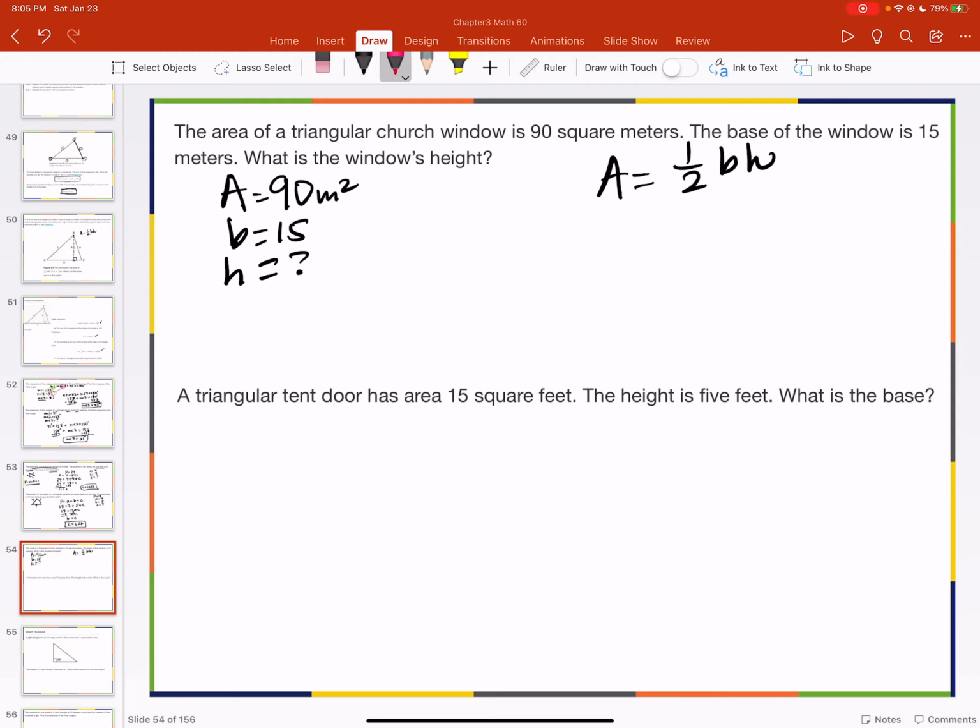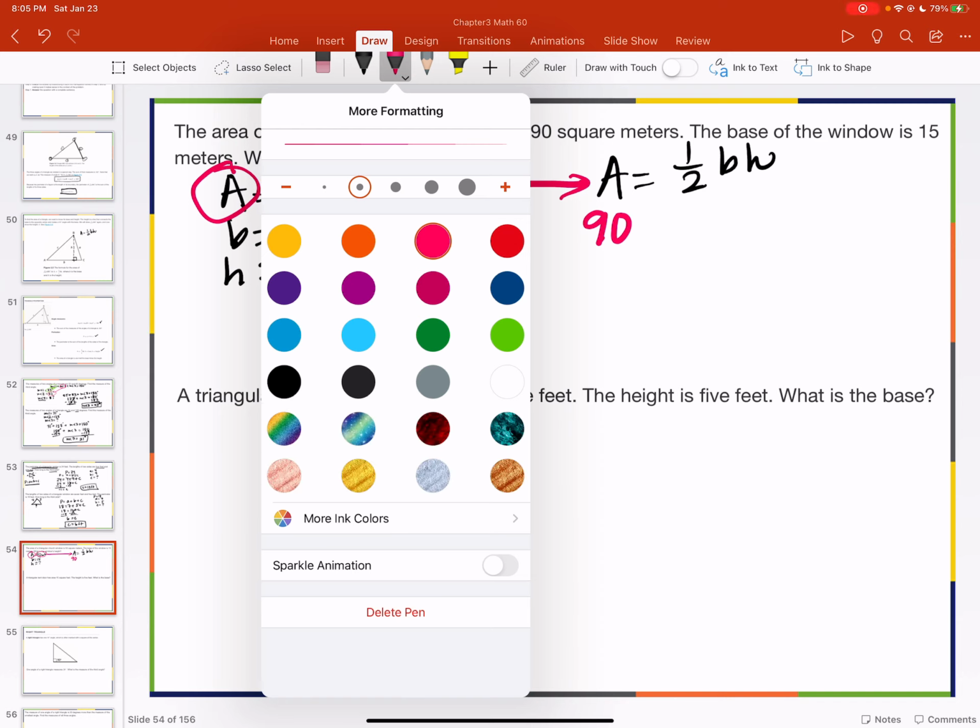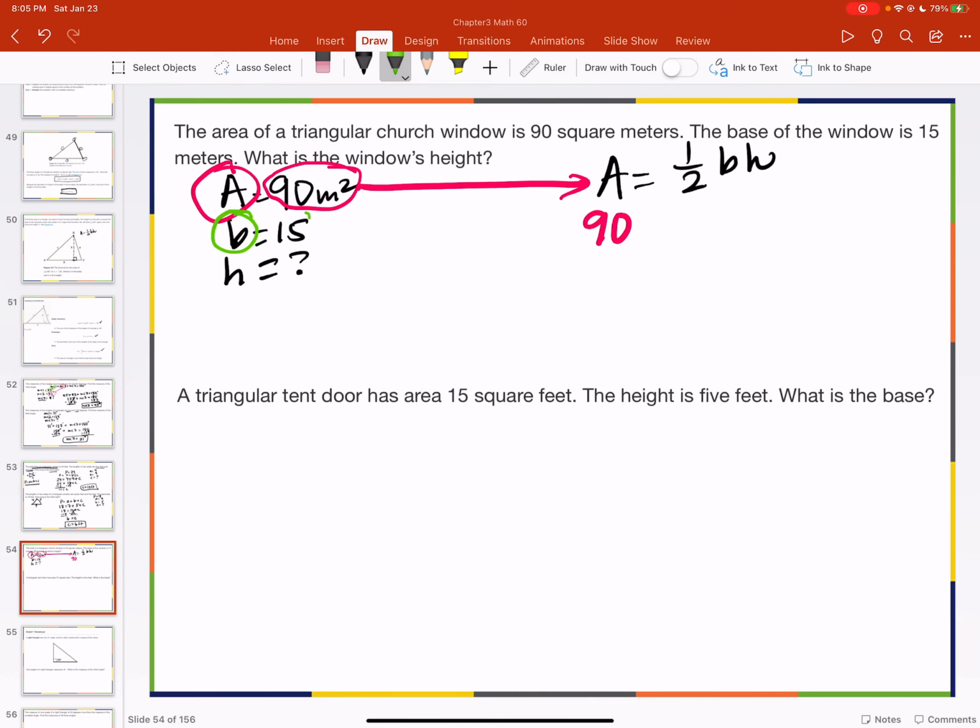So we have area, 90, so we're going to plug that in for A. And the base is given to us to be 15, so we plug that in for base. Then we have H. We don't know what it is, so we let that be H. Let's go ahead and fill it all in.